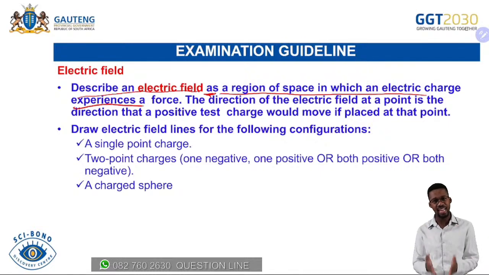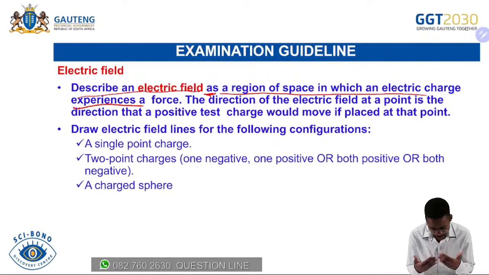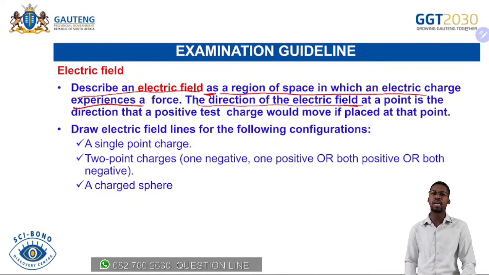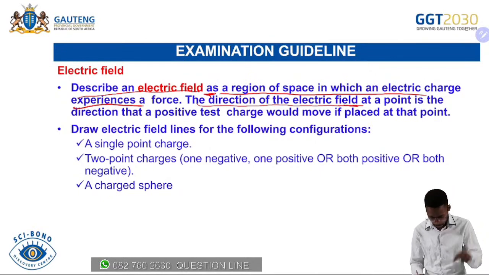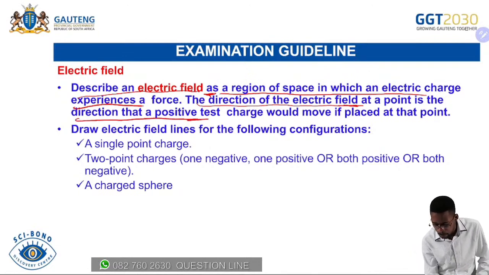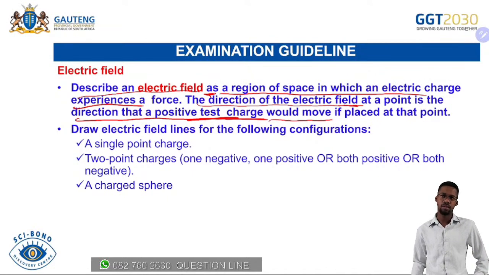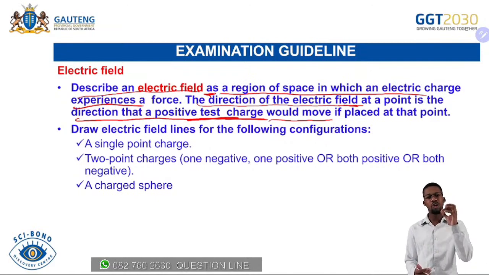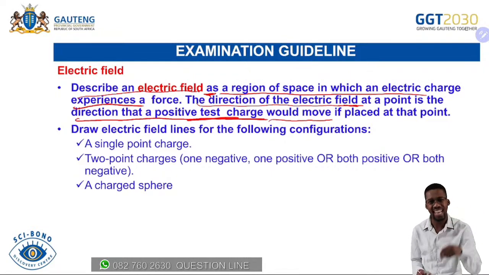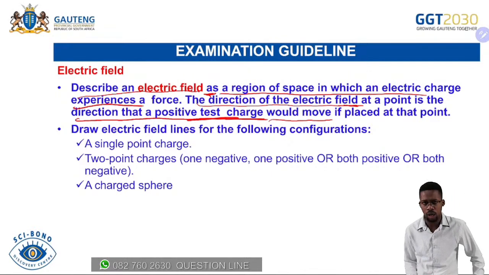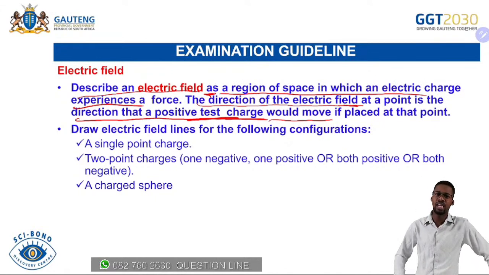Define electric field as a region of space in which electric charges experience a force. Here is an important thing. The direction of the electric field at a point is the direction that a positive test charge would move if placed at that point. So when you draw your vector diagram, you consider the positive test charge. It is the movement of the positive test charge placed at that point. So we are here to deal with that misconception as well, to say that let us be sober when we deal with electric field.